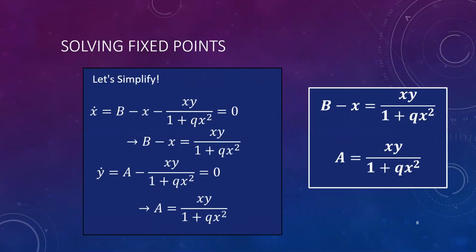To begin finding fixed points, let's start by looking at our equations. We know that dx/dt is equal to b minus xy over 1 plus qx squared. And we know that dy/dt is equal to a minus xy over 1 plus qx squared. Looking at these two equations, we can see a common term between the two in the form of xy over 1 plus qx squared. This is a great start, as we can set our equations equal to 0, and we can put both of these equations in terms of this term. What we end up getting is, on the right, b minus x and y, and a.